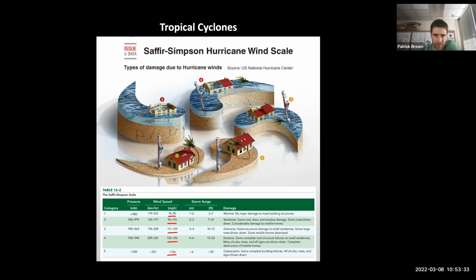And so it kind of accelerates quickly, where category 1 is not all that bad, and the difference between 1 and 2 is not all that great. But then once you get up here in 3, 4, 5, then you're talking really devastating damage. And we consider anything that's above 2, so 3, 4, and 5, to be major hurricanes. And you'll see that distinction quite a bit when we talk about how climate change is affecting these systems.